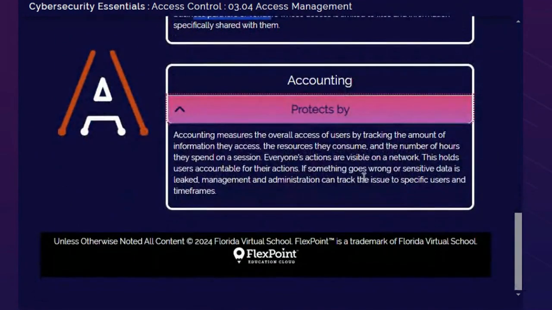Accounting measures the overall access of users by tracking the amount of information they access, the resources they consume, and the number of hours they spend on a session. So everyone's actions are visible on a network. This holds users accountable for their actions. If something goes wrong or sensitive data is leaked, management and administration can track the issue to specific users and timeframes.